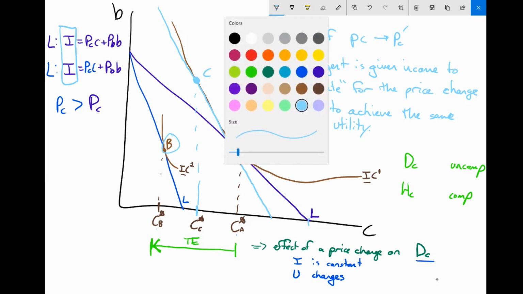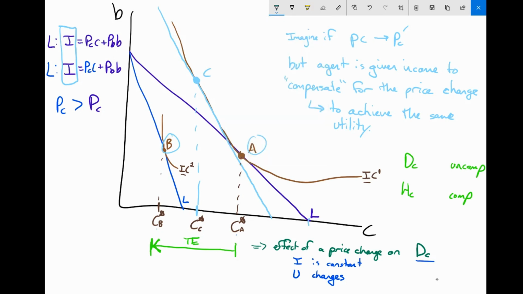Now, if we want to look at the compensated demand, that means we're going to compare bundle A with bundle C. Why is that? Well, let's show it down here. We're going to compare bundle A with bundle C. Before we called this the substitution effect, but what we're going to see here is that the substitution effect is, all right, let me do a different color.